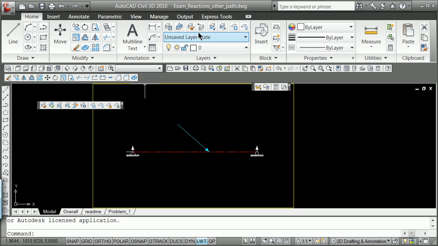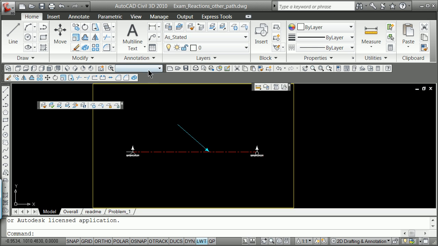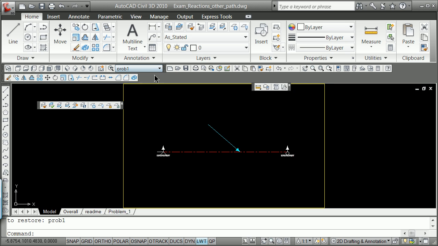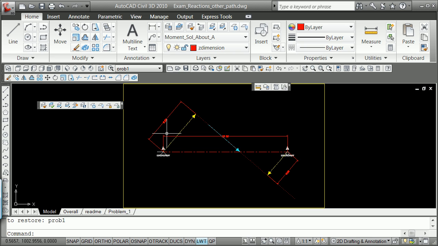Once again, I've got to make sure I get my layer states and my views. I'm going to go to my layer state. That's the as stated. I'm going to go to problem 1. Let me see what I say. Well, there's my solution about, if we look at here, this is my force times distance equals force times distance about this. So that gets your solution here.